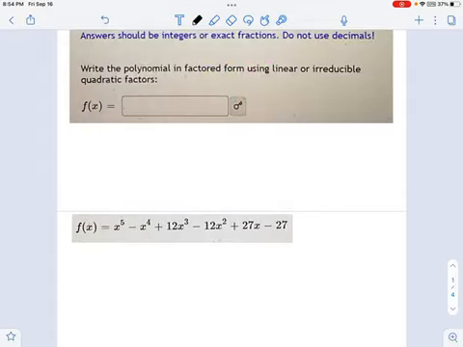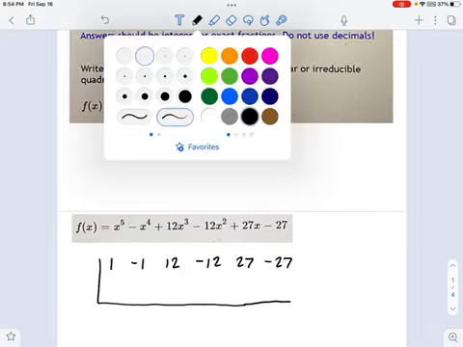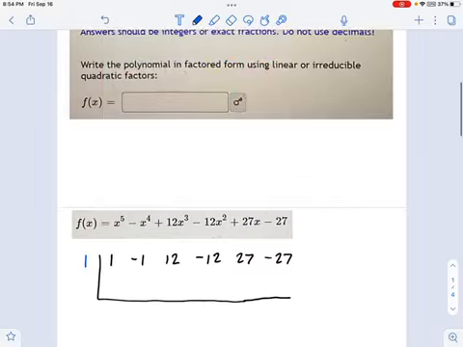So I'm going to set up my synthetic division bar, like so, and I have my coefficients of that polynomial, 1, -1, 12, -12, 27, -27. Okay, you can see those are the coefficients of these terms. And I'm just going to start with the first number on that list of p's and q's that I looked at. We're going to start with the number 1, I think.